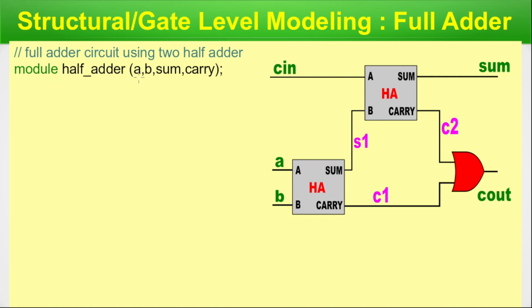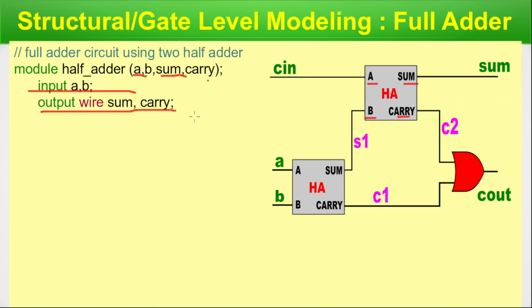So module half adder, and we have A, B, sum and carry. This is very simple. We have inputs A and B, and outputs of wire type, sum and carry. And here we are using an assign command, which I will explain in some later episode, as it is not part of the structural modeling. It comes in behavioral modeling. For now, as this half adder is coming from a vendor, you are not designing it. However, I am explaining the code.